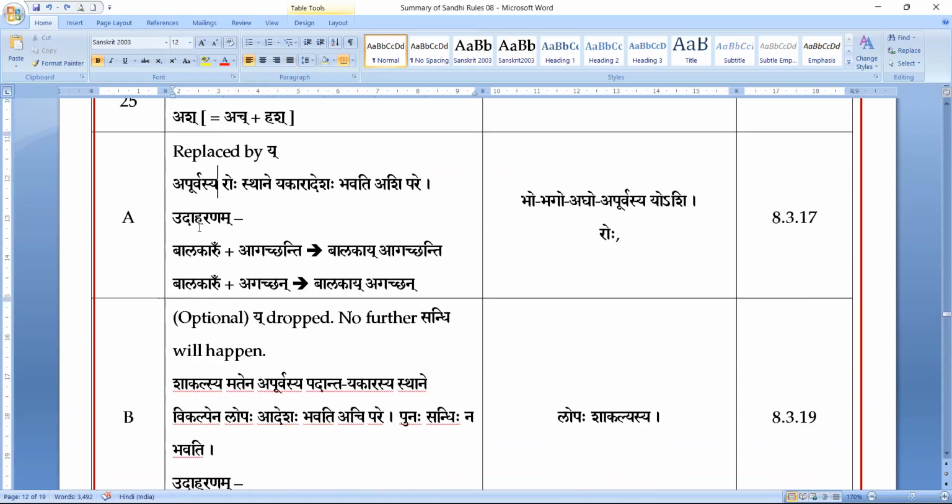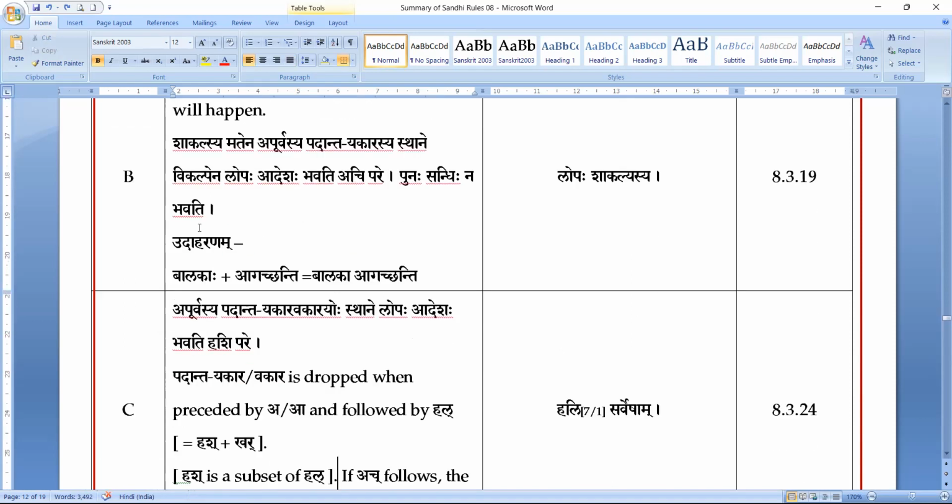When preceded by apurva, that is akara, short or long, followed by ash, Ash has soft consonants, right? Yes, Guruji. Ash includes hash, soft consonants. So when preceded by akara, short vowel as well as dirgha, both, that's called avarna, followed by ash, we are interested only in soft consonants. Then Ru will be replaced by yakara, and this yakara will become lopa when followed by ach. That is what is said here.